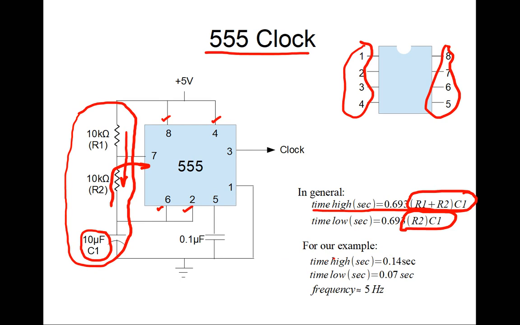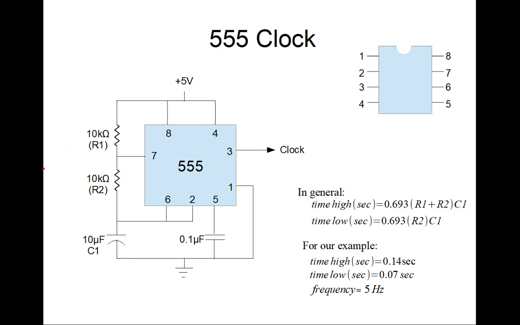For this example, if we have a 20K ohm resistor charging a 10 microfarad capacitor, we get a high state of about 140 microseconds. If we discharge through this 10K ohm resistor with this 10 microfarad capacitor, we get a low state of about 70 microseconds. The sum of those gives us a frequency of about 5 hertz.